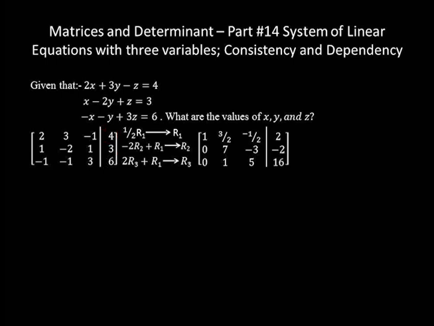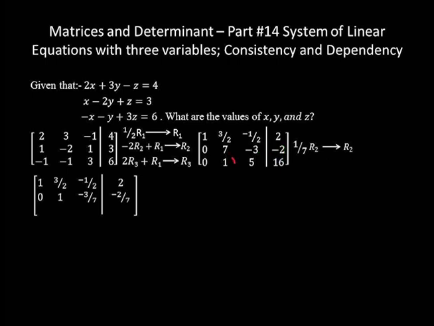Next, let's convert this 7 to 1 and this 1 to 0. To convert this 7 to 1, we have to multiply row 2 by 1 over 7. Of course, that product will go to row 2. 1 over 7 times 0 is 0. 1 over 7 times 7 is 1. 1 over 7 times negative 3 is negative 3 over 7. 1 over 7 times negative 2 is negative 2 over 7.